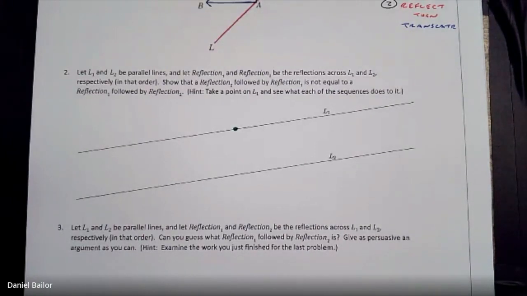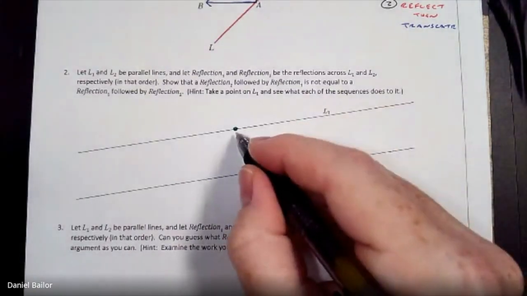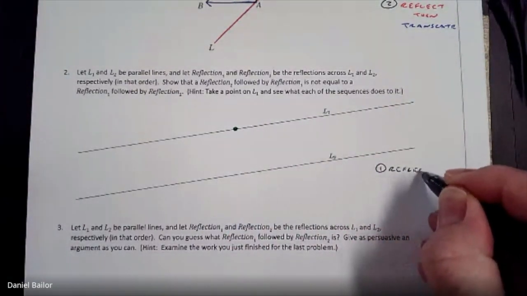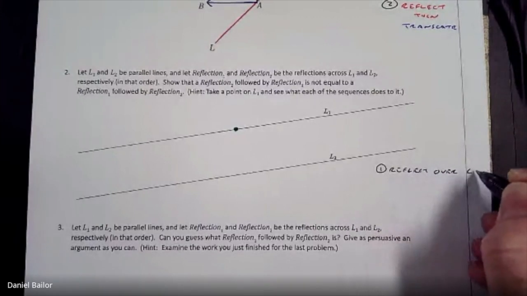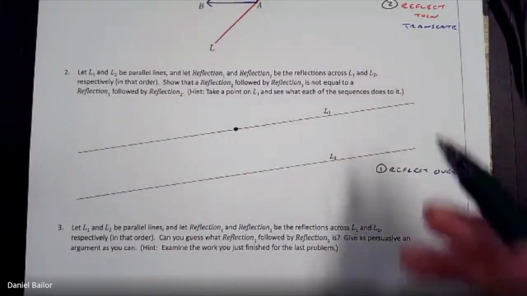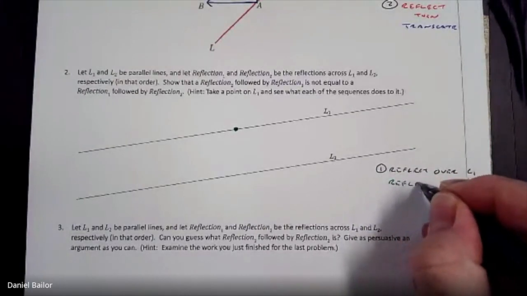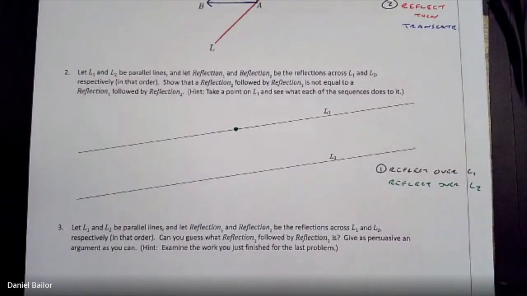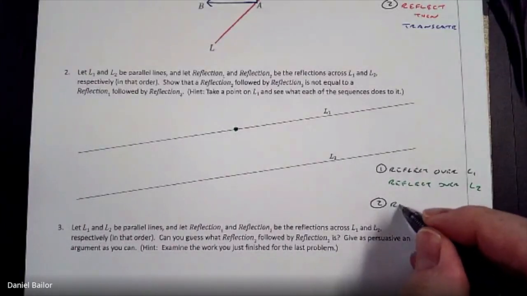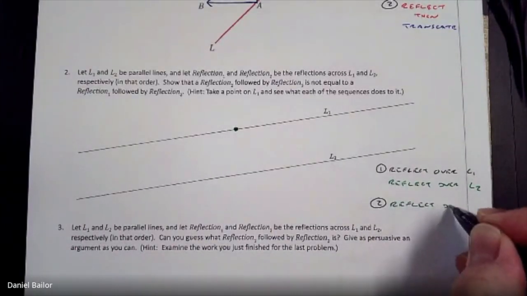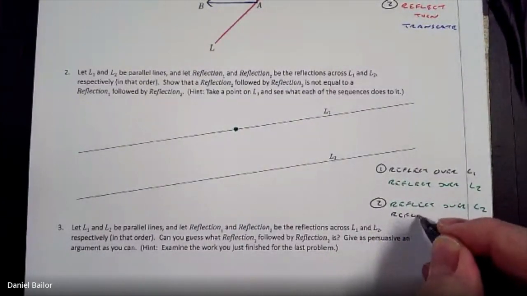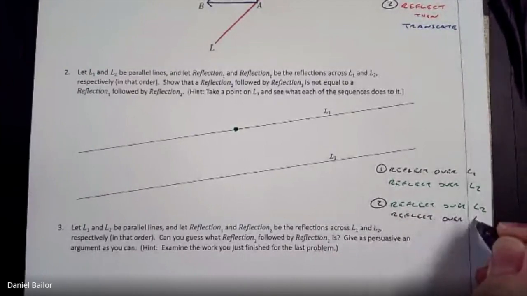And then you're going to do this twice. Take that point, and then you're going to reflect over L1, and then you'll reflect over L2. Then you're going to do it again, only you're going to switch the order. You're going to start by reflecting over L2, and then reflect over L1.